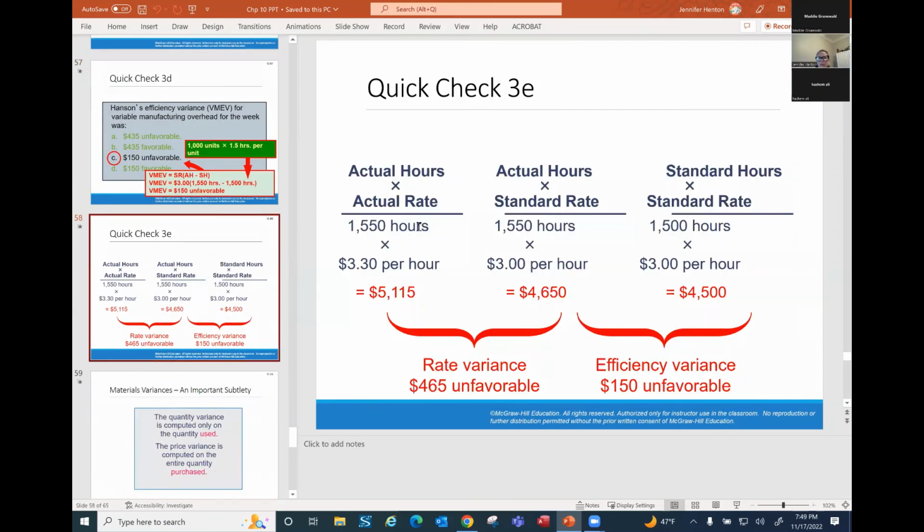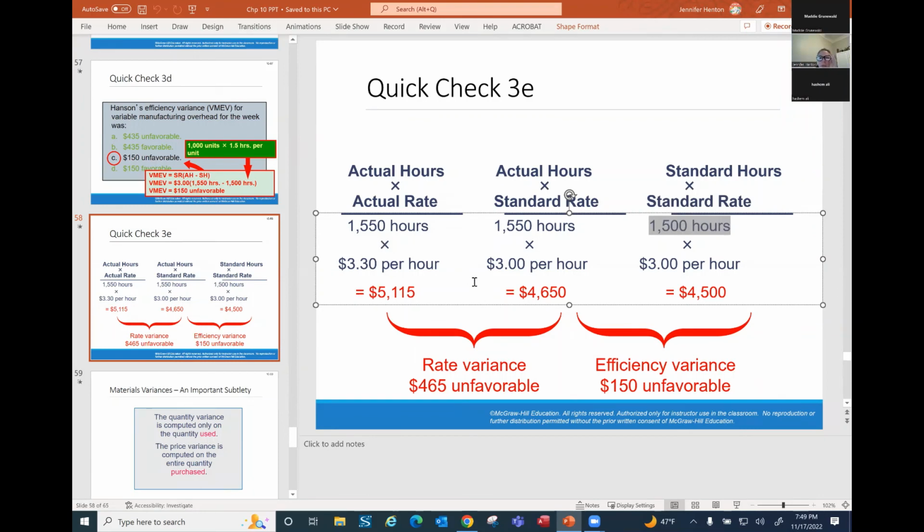Okay. And then here it is all laid out for you. So here's my $3.30 that we calculated. This is the $3 standard given to us. The 1,550 is given to us. You have to calculate out the standard hours, which was the 1.5 times 1,000 Parkers. Okay, so we do the calculations.